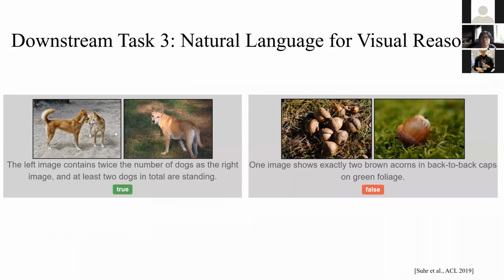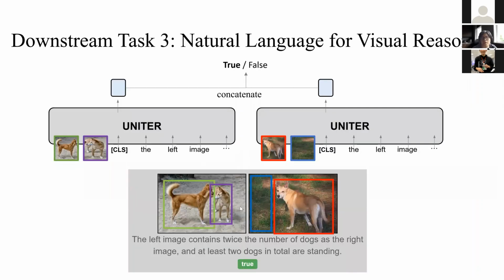NLVR2 requires the model to determine true or false of a given natural language statement about a pair of images. This task consists of 2 images and 1 text statement, but most existing vision and language pre-trained models are pre-trained on single image-text pairs. So how can we deal with this? The common practice is to duplicate the text statement and combine one with each image. Therefore we can concatenate the 2 CLS output representations and predict true or false.